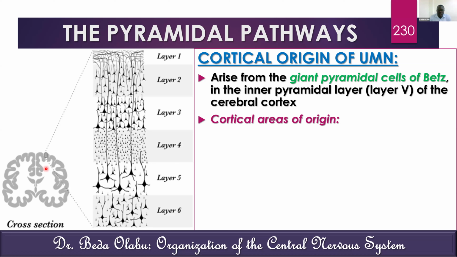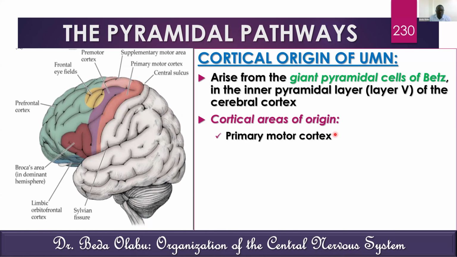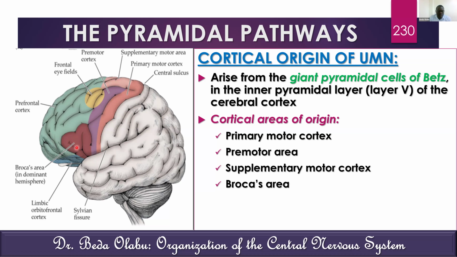Specifically, on which cortical areas will we be having origin of the pyramidal pathways? There are a number of cortical areas in the cerebral cortex that give you these pathways. One is the primary motor cortex, which is area number 4 of the cerebral cortex, usually located on the precentral gyrus. We have the premotor area. That's area number 6. We have the supplementary motor cortex. We have the Broca's area, which is on the inferior frontal gyrus, specifically on the pars opercularis and the pars triangularis of the dominant hemisphere. We have the frontal eye field located within the middle frontal gyrus, area number 8.